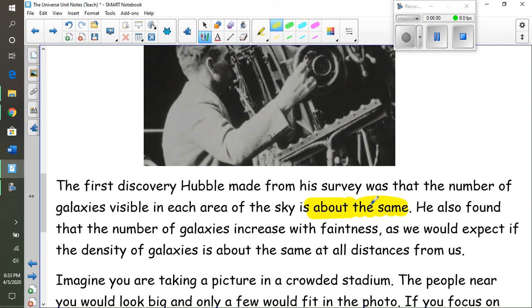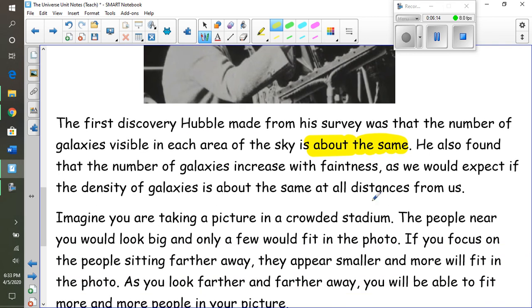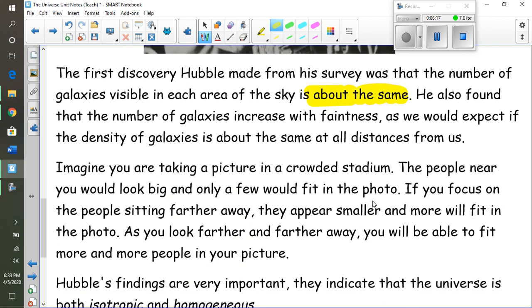He also found that the number of galaxies increased with faintness, as we would expect if the density of galaxies is about the same at all distances from us. To help you get an idea for this, imagine you're taking pictures in a crowded stadium. The people closer to you would look big, and only a few would fit into the photo. If you focus on the people farther away, they will look smaller, and more of them will fit into your photo.